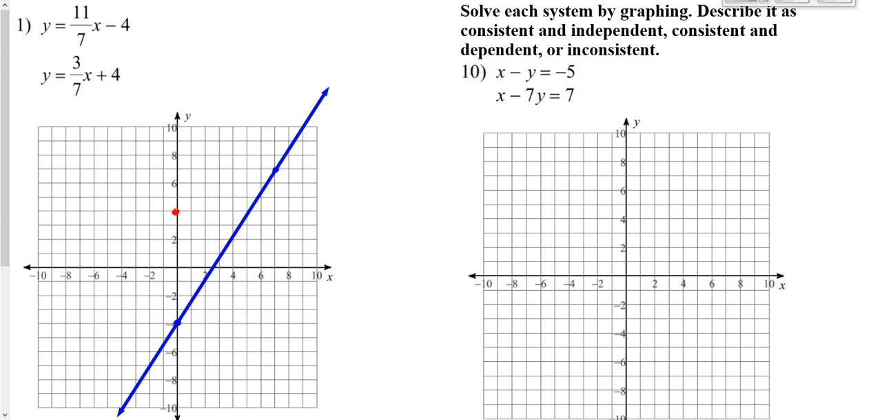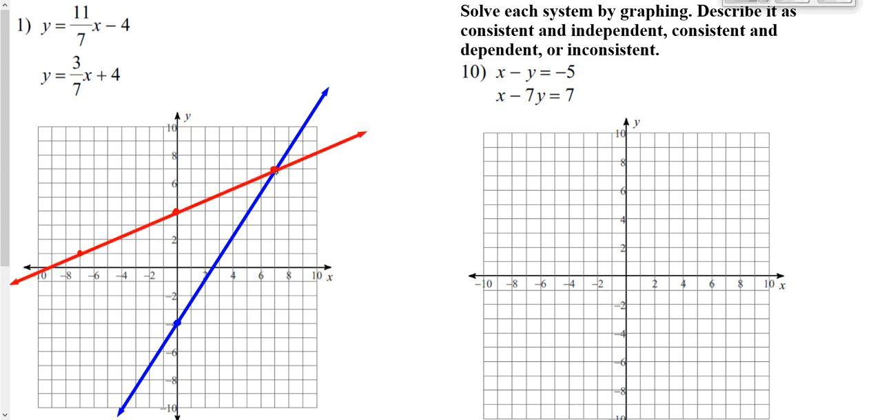So we'll start at a height of 4, and then we have our slope, which is the number in front of x, which is rise over run. So up 3, right 7. So here I'll go up 3, right 7. Or I could go down 3 and then go left 7. And then I'll draw in my line.